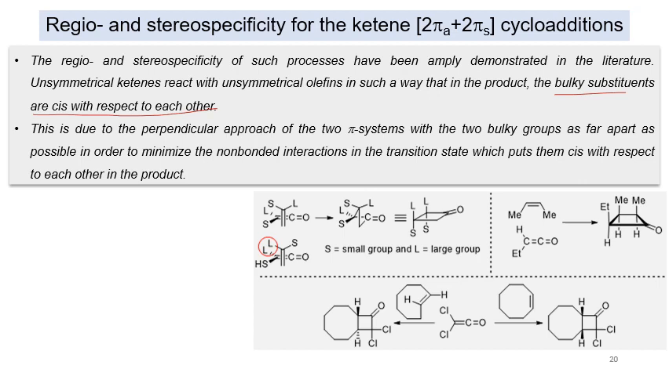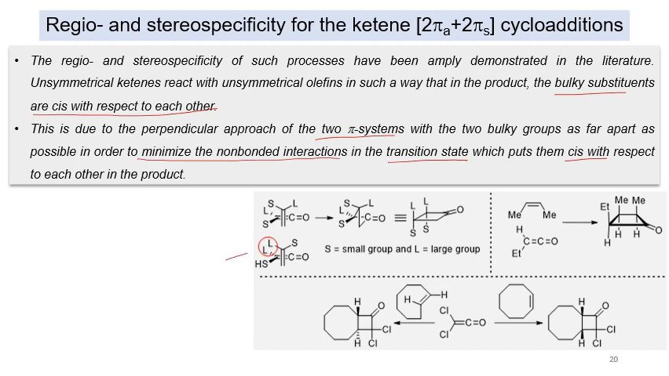This is because there is a perpendicular approach of the two pi systems with two bulky groups as far apart as possible to minimize the non-bonded interactions, the steric interactions in the transition state, which will end up putting them cis with respect to each other in the product.